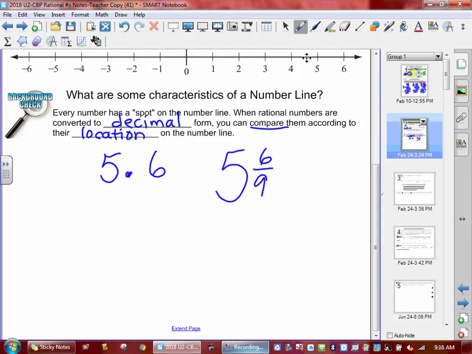6. Right, 5.6 repeating. Good. Now, if I were to compare these, both are positive numbers. Which one goes first on the number line? Closer to the 5. Who would be sitting first?